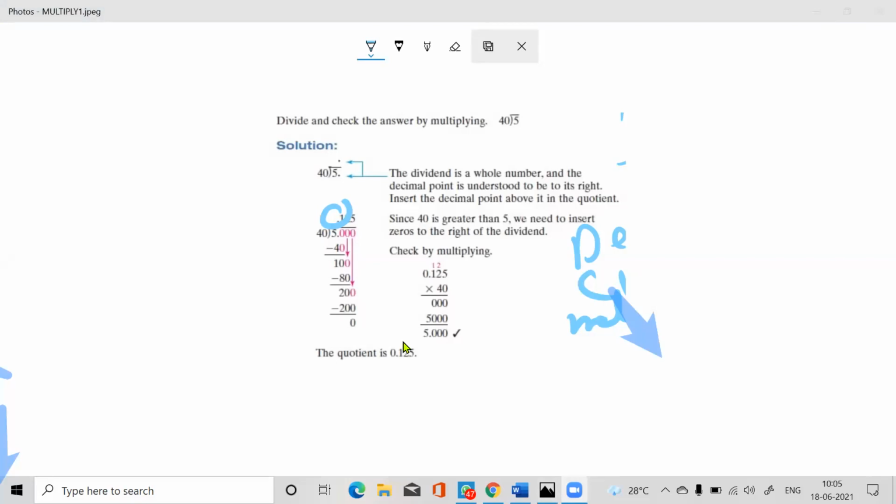Yes, sir, this is clear. Alhamdulillah, sir. MashaAllah, your performance is good. Sir, I want to ask you. Here we have divided 23 by 36.8. So we will put the point between 1 and 6. Sir, I have understood very well.